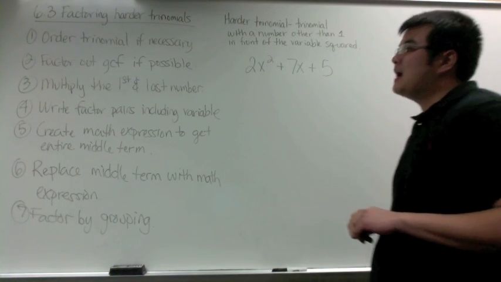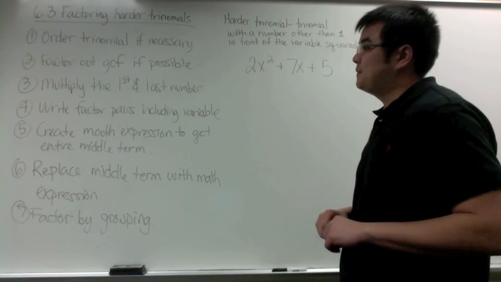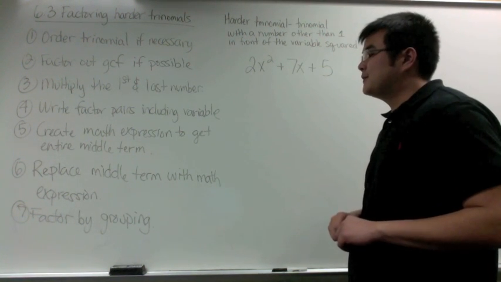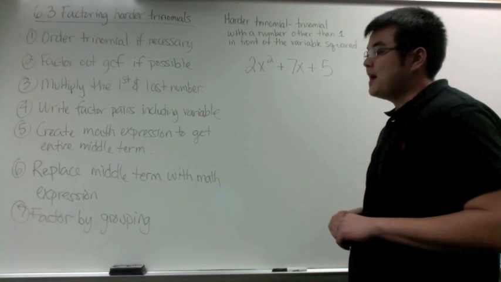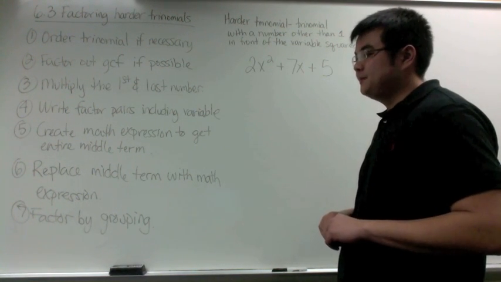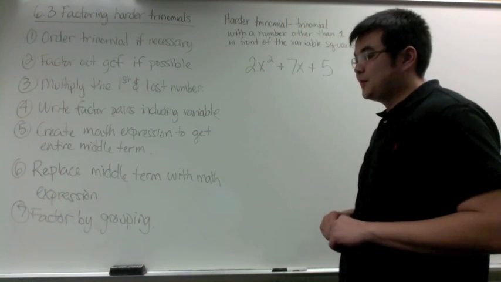So the steps that we have are: order the trinomial if necessary, then factor out the GCF if possible, multiply the first and last number, write factor pairs including the variable, create a math expression to get the entire middle term, replace the middle term with the math expression, and factor by grouping.